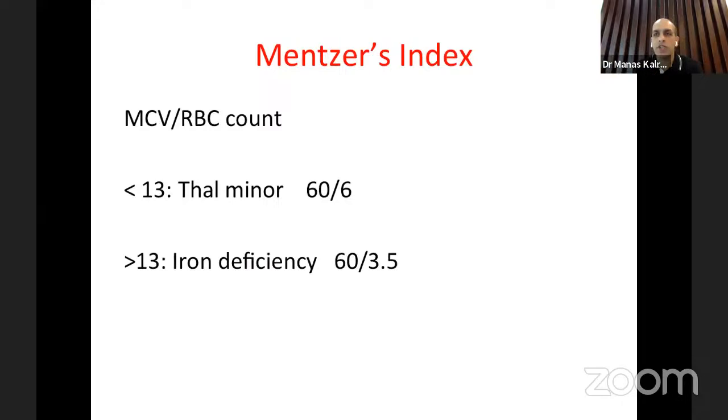Now, in case of iron deficiency, you will again have microcytosis. So in both the cases, you see that the MCV is somewhere around 50, 60, 65, and you see that the numerator is constant. I've kept the numerator constant, and the RBC count is very high in thal minor, whereas the RBC count is low in cases of iron deficiency. And when the RBC count becomes low, the value becomes above 13, and that is when we say that the Mentzer index is high in cases of iron deficiency. So all these are very practical tips in your day-to-day OPD practice.